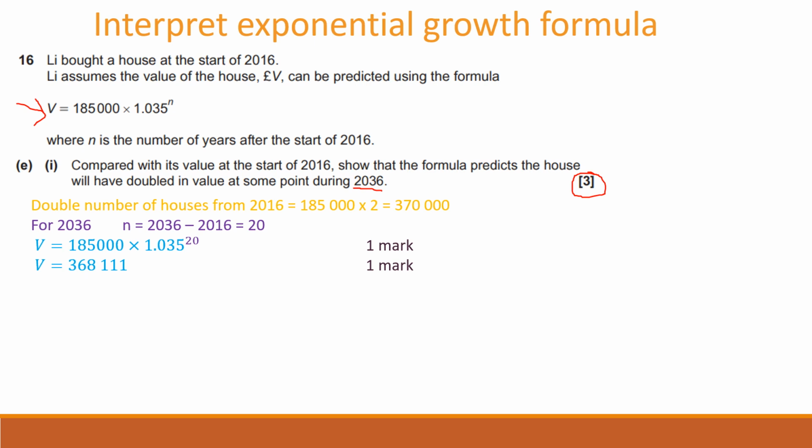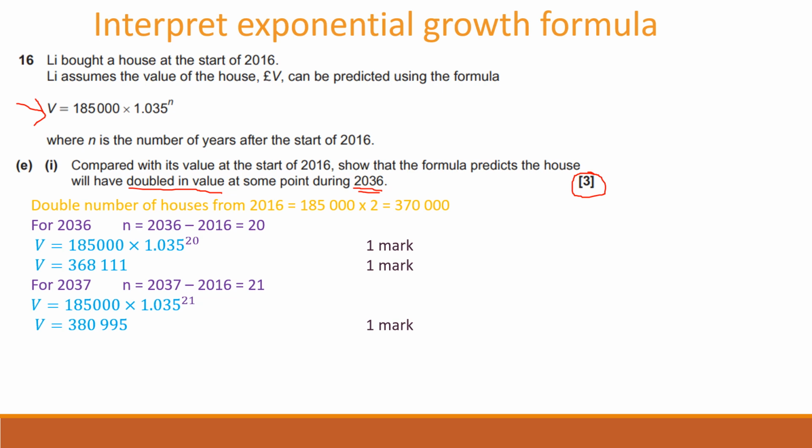Now, once I've done that for 2036, it says show that it has doubled in value at some point during this 2036. Now, in 2036, the doubling amount is 370,000. Now, we haven't quite made 370,000 in the year 2036. So we're going to look at what happens in 2037. So n is now going to be 1 year later, which is 21. And if I type 21 in, I get 185,000 times 1.035 to the power of 21, which gives me 380,995 for 1 mark. So that is my third mark.